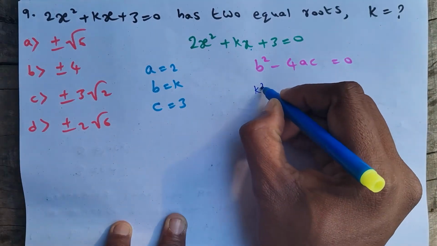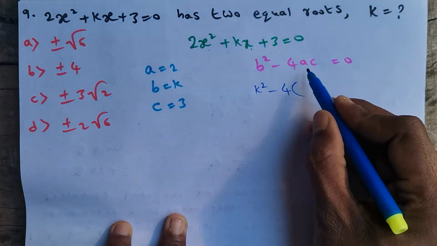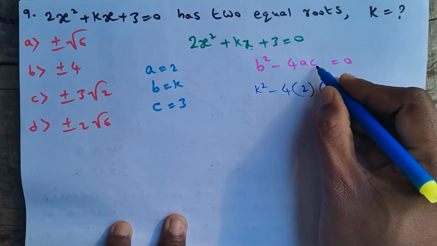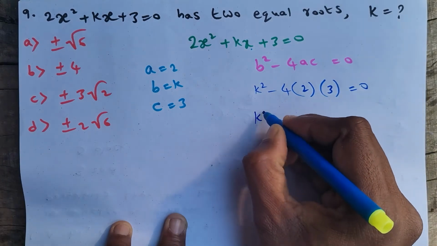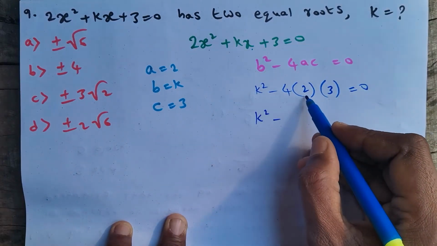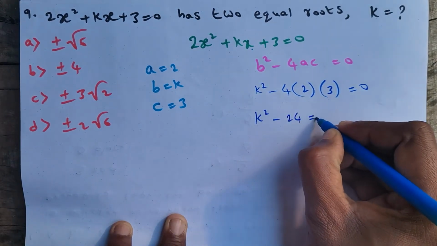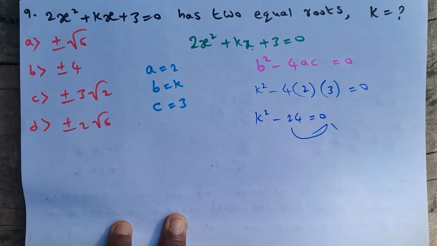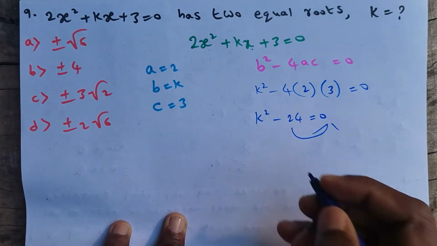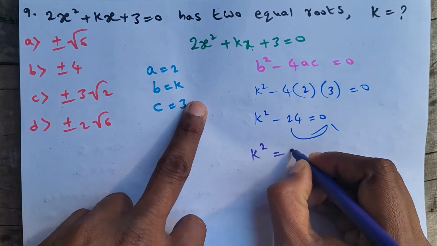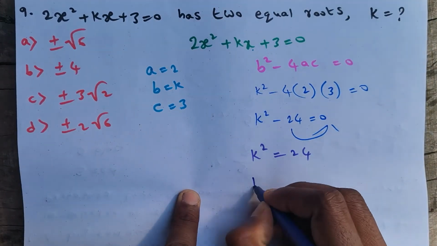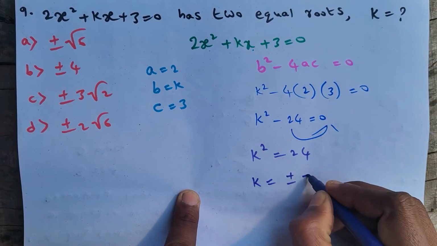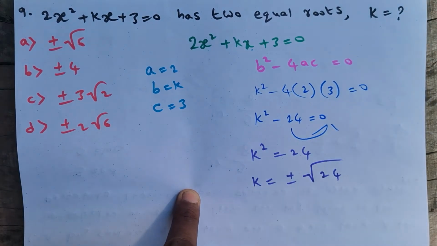So k square minus 4 into a, which is 2, into c, which is 3, is equals to 0. K square minus 4, 2s are 8, 8 3s are 24, is equals to 0. Minus 24 I will take to the other side, then it will become plus 24. So k square is equals to 24. Then what about k? K is equals to plus or minus root 24.